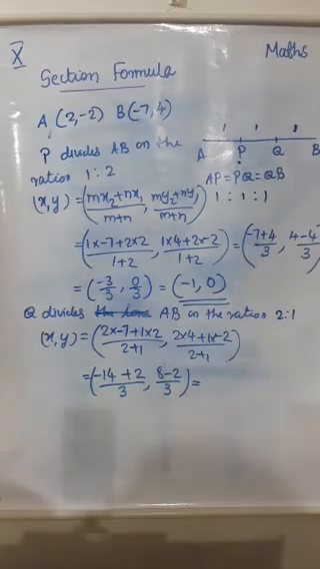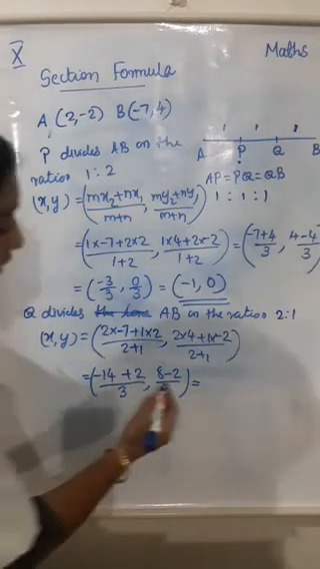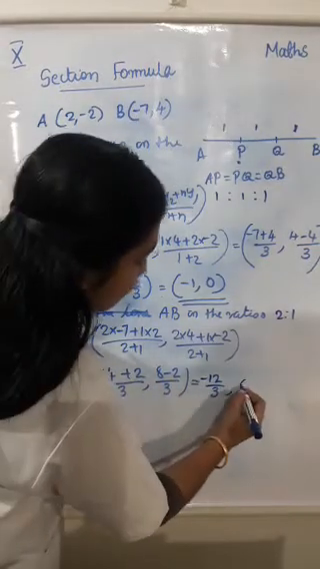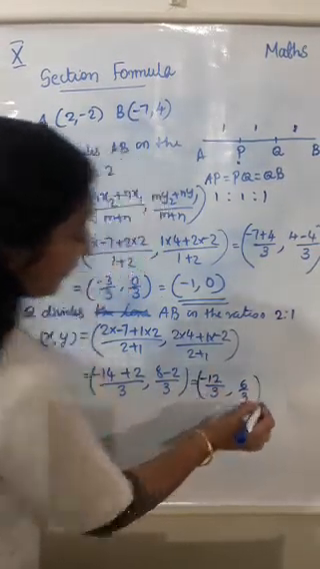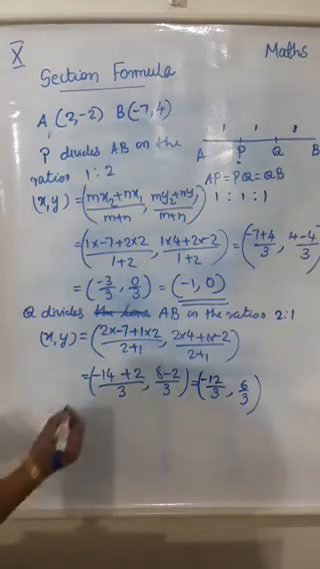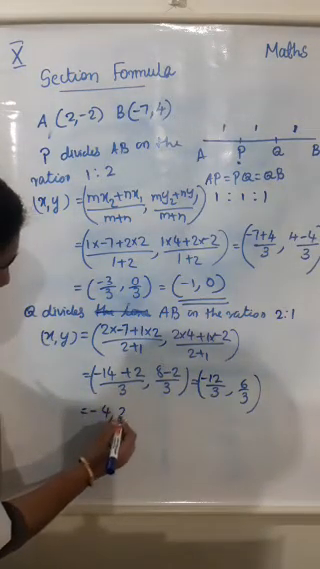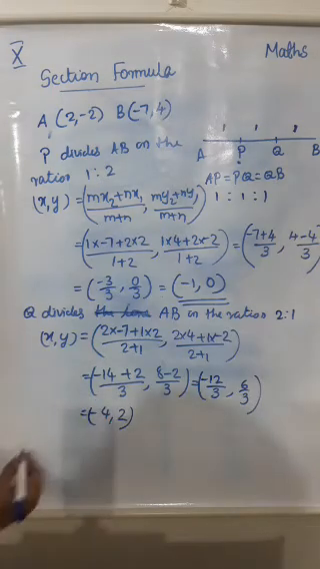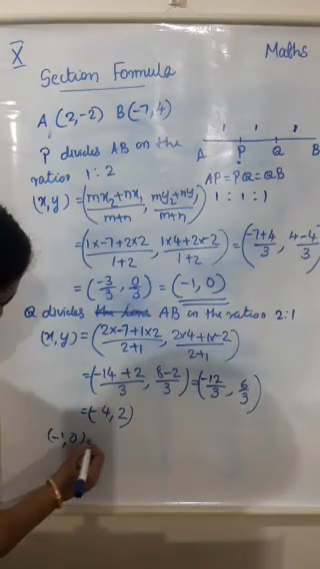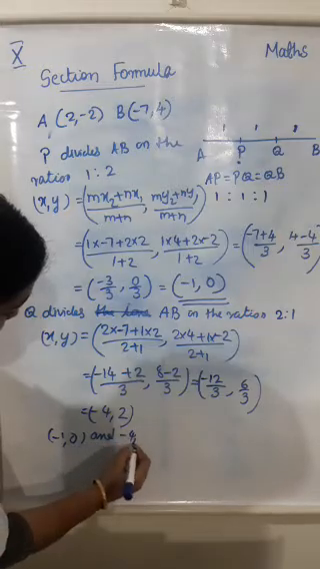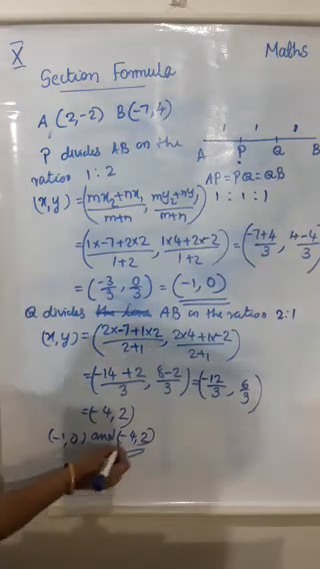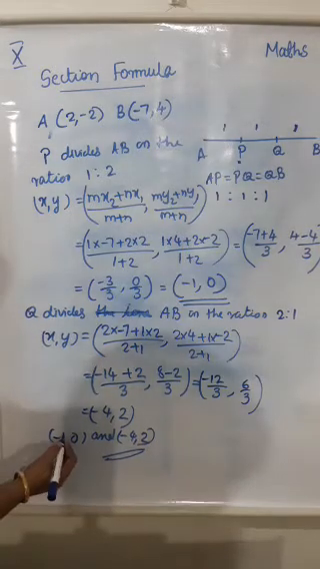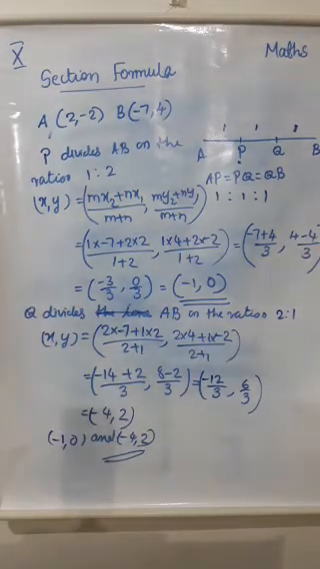So we get (-14 plus 2) by 3, that is -12 by 3, comma, (8 minus 2), that is 6 by 3. That is equal to (-4, 2). The point Q is (-4, 2). So the required points are (-1, 0) and (-4, 2). The points that divide the line segment are (-1, 0) and (-4, 2). Okay.